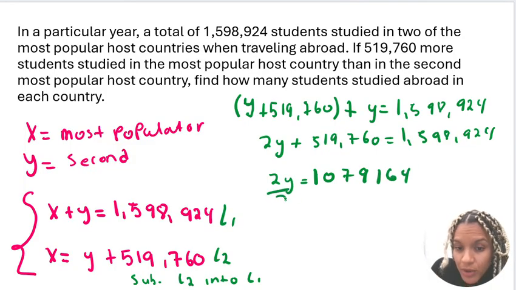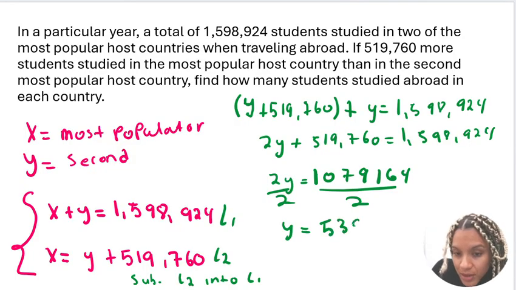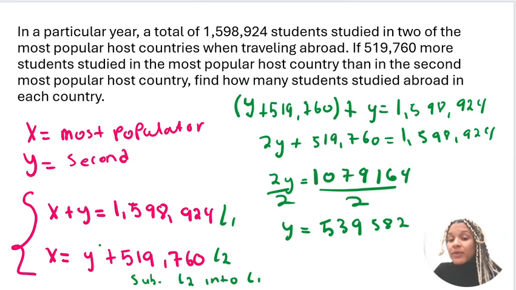And now I need to solve for y, so I'm going to divide by 2. 539,582. Oh, that is one of them.